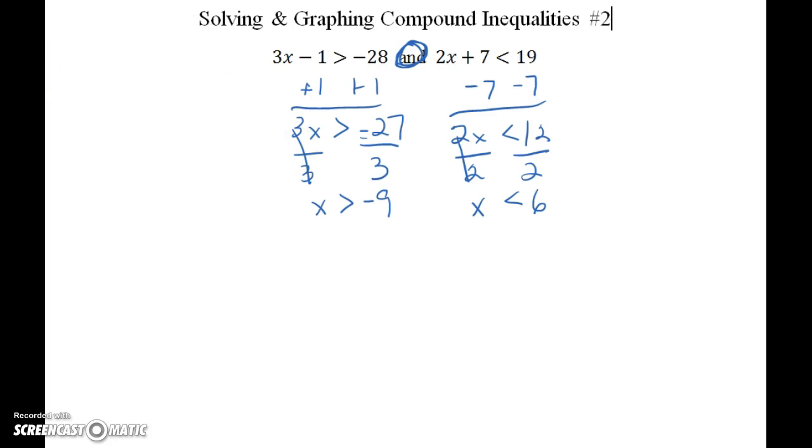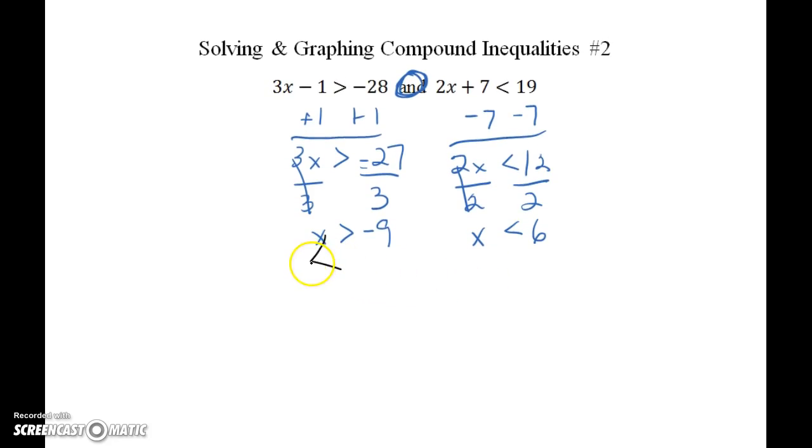What does this look like on the number line? Very easy. So first we have our number line. Our two anchors are negative 9 and 6. Be sure you put them in the correct order on the number line. At negative 9, we're going to have an open circle because it can't be equal to negative 9. And this inequality tells me that I'm going to go to the right. The second inequality, x is less than 6, again, open circle. And this one tells me I'm going to go to the left.